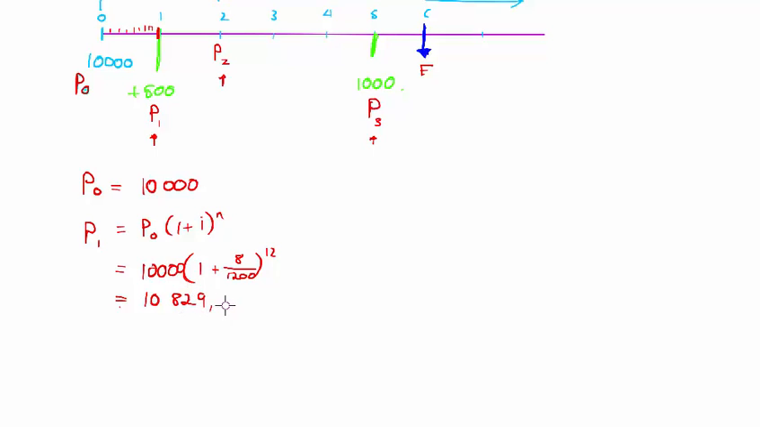10,829, comma? No, so it just goes on. Okay, now, so store that value in your calculator. If you don't know how, you have to find out. There's usually a little M plus.